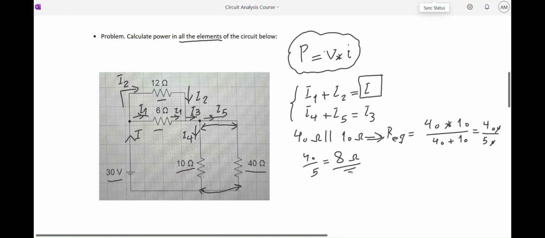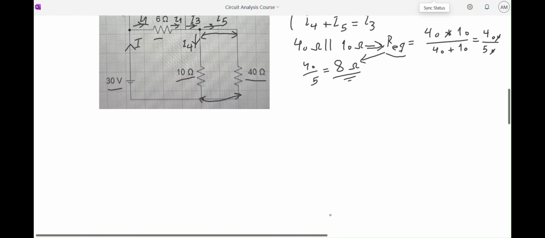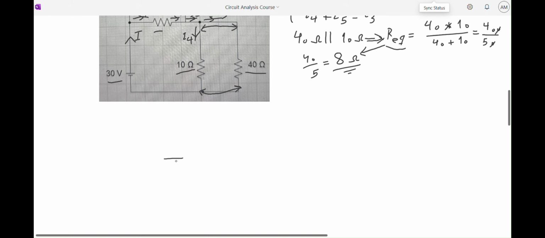If you want to make sure that you have correctly calculated the equivalent resistor, just remember that in a parallel set of resistors, the equivalent has to be less than each one of them. So 8 ohm is less than 40, and it is less than 10 for sure. So I know that this is most probably correct, unless I've made some miscalculations. So I'm going to just simplify my circuit a little bit more. Let's see what we got here.